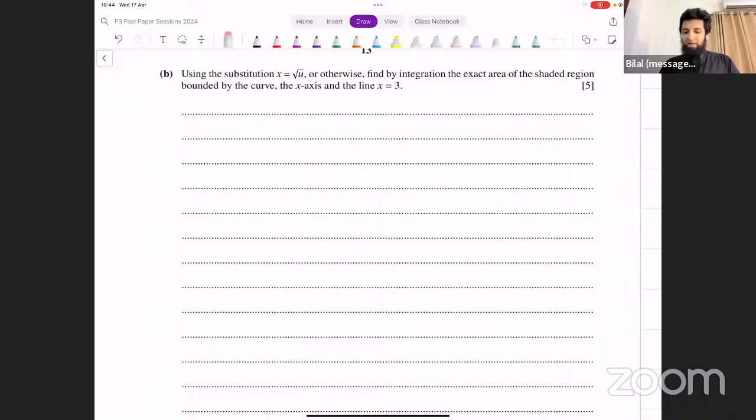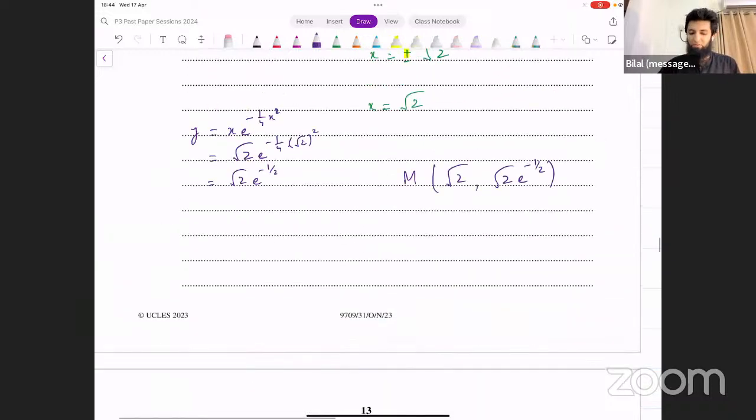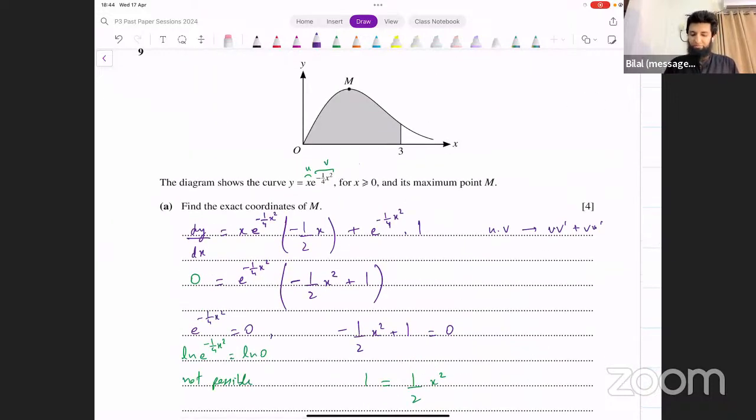Find by integration the exact area of the shaded region bounded by the curve, the x-axis and the line x equals 3. So we need to find the area of the shaded region. It's the area between the graph and the x-axis, right? Limits are from 0 to 3. We just have to use the area formula: integration of y with respect to x, with limits from 0 to 3 in this case. Now, what's y? Y is this.